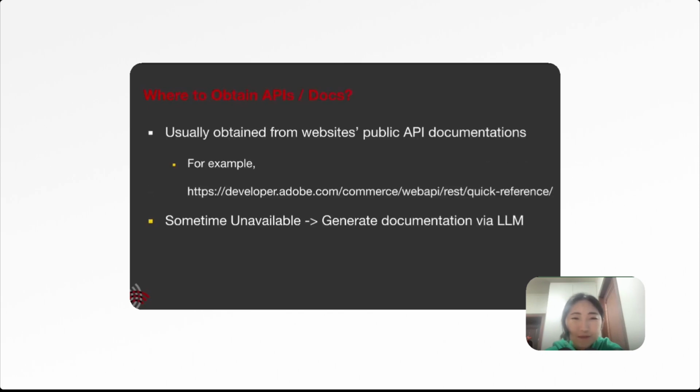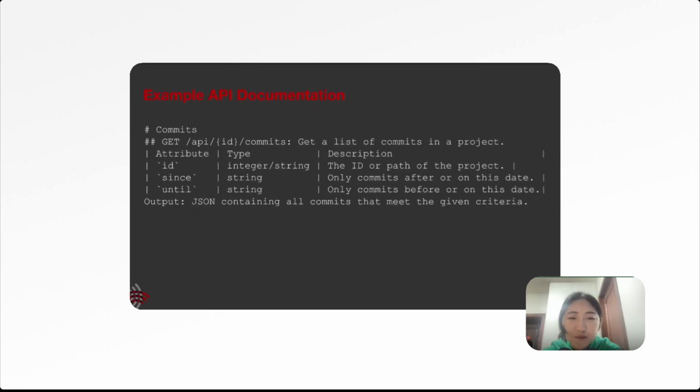For example, let's see an example of the API GET API ID commits. First, where to obtain APIs and documentation. For the WebArena benchmarks, we obtained the APIs and documentation from the website's public API documentation. For example, for the shopping task, we use this link to obtain APIs. But sometimes if the API documentation is not available, then we can generate documentation via LLMs like GPT-4o. Given the implementation of the APIs, GPT-4o can give a reasonable level of documentation, like how to use the APIs.